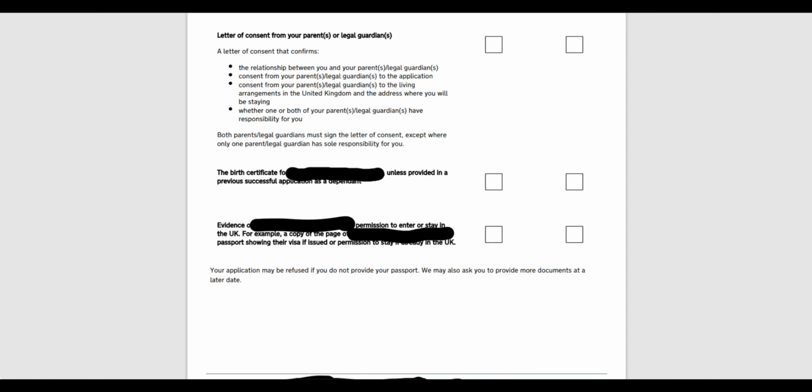And the other documents you need are the birth certificate of the applicant and the evidence of permission to enter or stay in the UK for the main applicant or the skilled worker visa holder. And the next document that we will need is the TB test results. So you need to check if you live in a country where the TB test results are required.